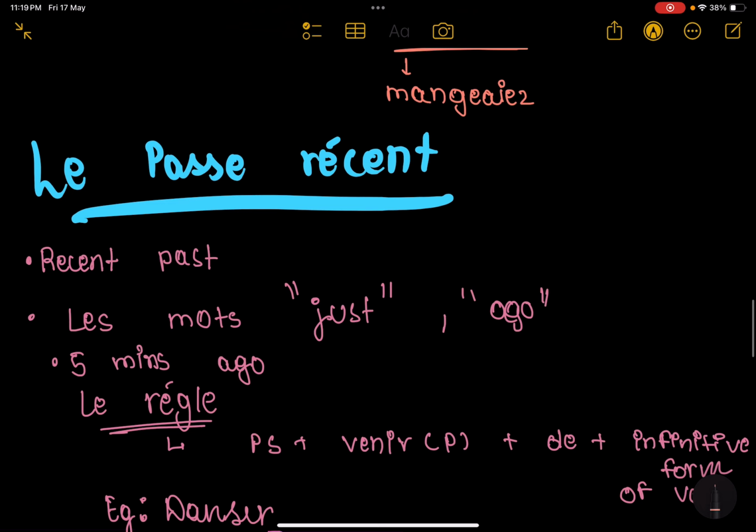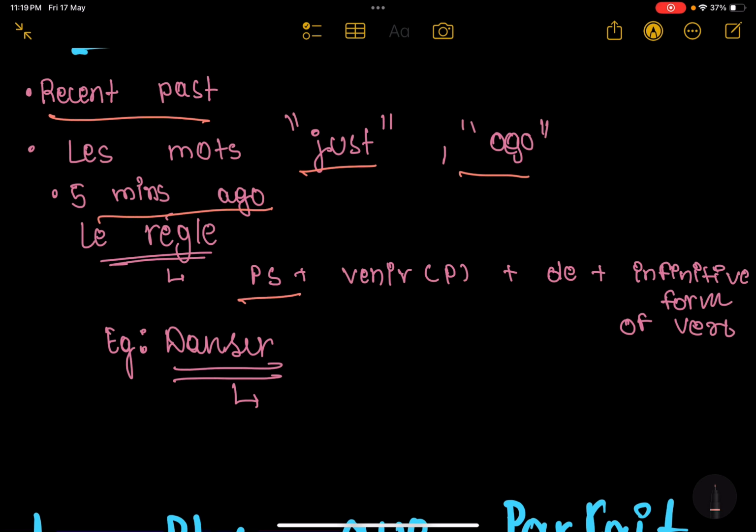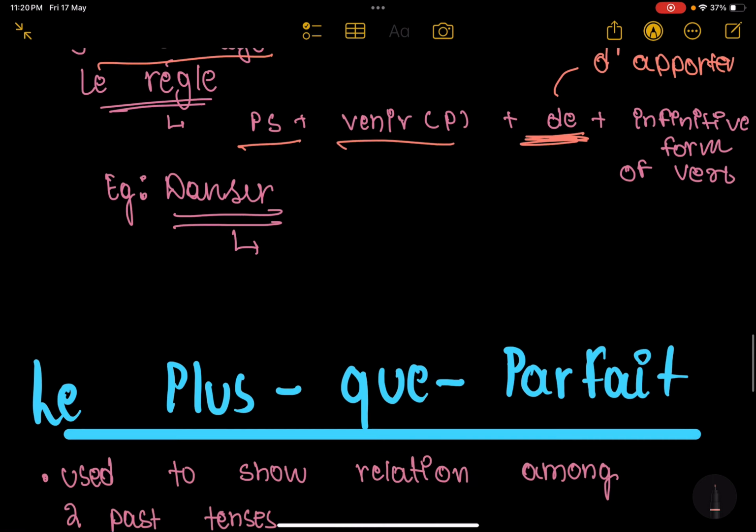Bien. The next tense that we are having is the passé récent. This is the recent past tense, as the name suggests. It gives the sense in English of the words just ago, 5 minutes ago. The rule: present tense, pronom sujet, plus venir in present, plus de. This is mandatory. If it is followed by a vowel, then we can do d'. For example, de porte, right? And plus infinitive form.